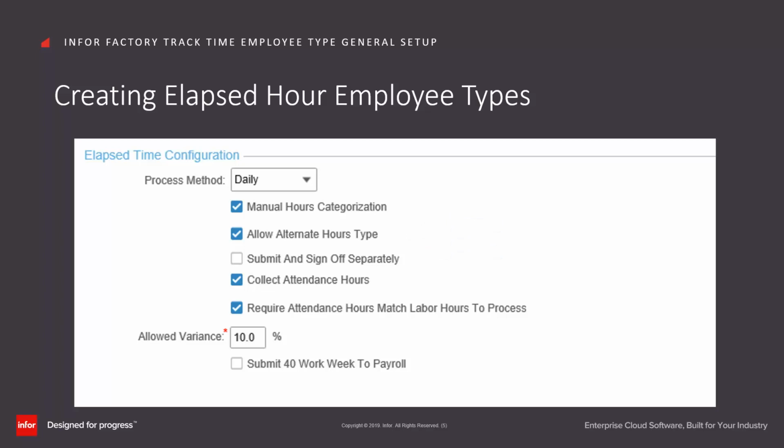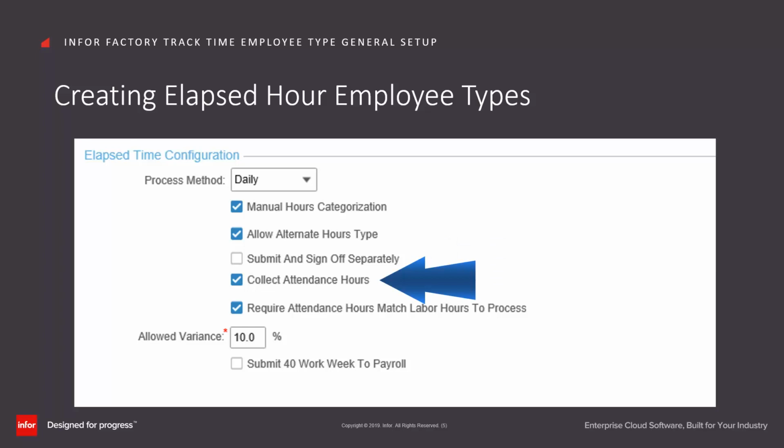Elapsed employees are required to sign their hours when they are submitted. Set the submit and sign off separately parameter to yes to require the employee to sign the hours in a separate action when submitting the hours. Otherwise, the signature is taken as a default when they submit their hours.